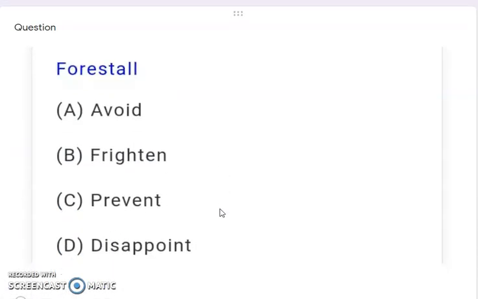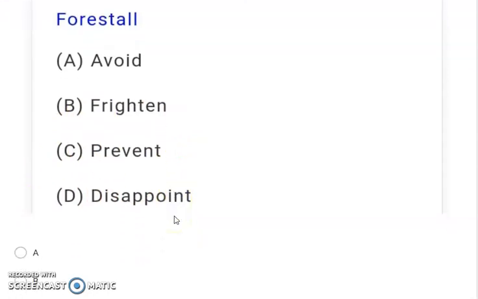Forestall. Forestall means to prevent someone from doing something. So the closest option here for forestall is to prevent, not to avoid, frighten, or disappoint. It means to prevent. So C is the answer here, prevent.